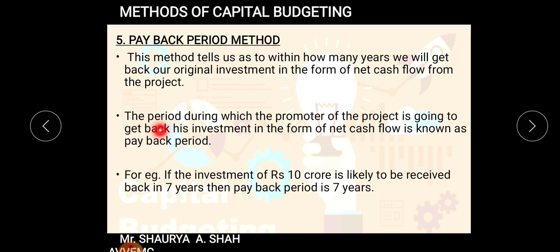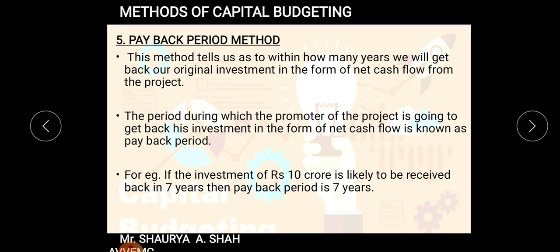So what is it? The period during which the promoter of the project is going to get back his investment in the form of net cash flow is also known as the payback period, right? So in simple terms, whatever I am investing, in how much time period I will get it back, that shows me my payback period. Fine.